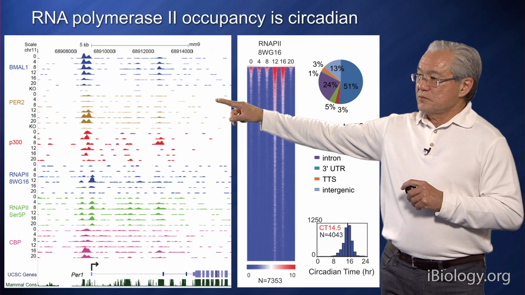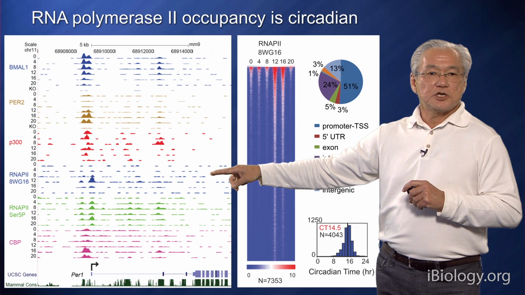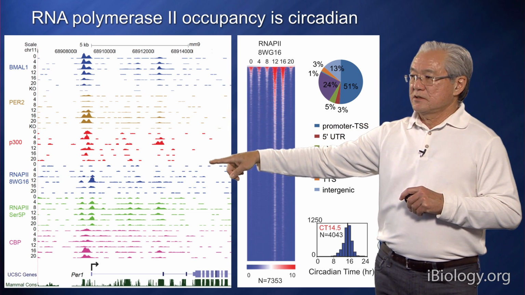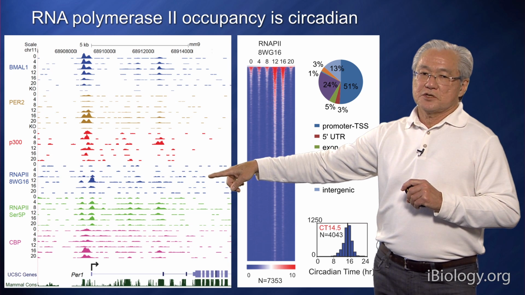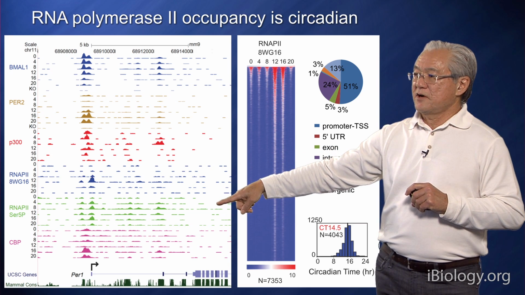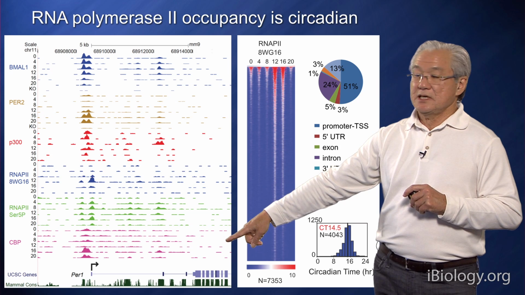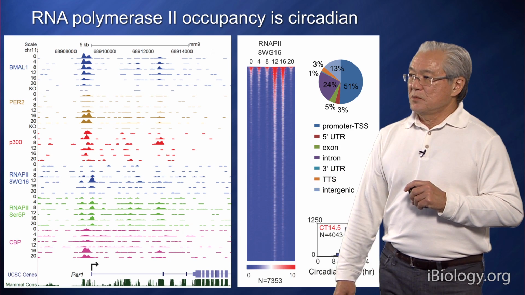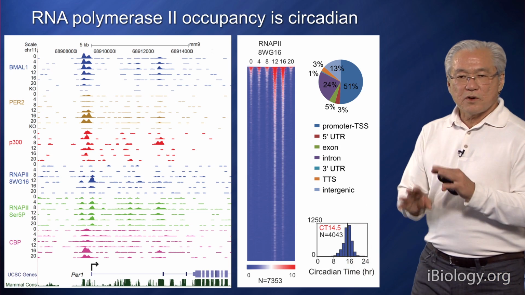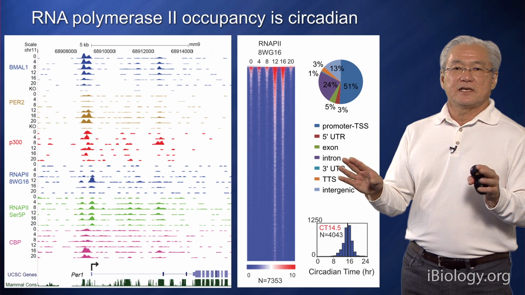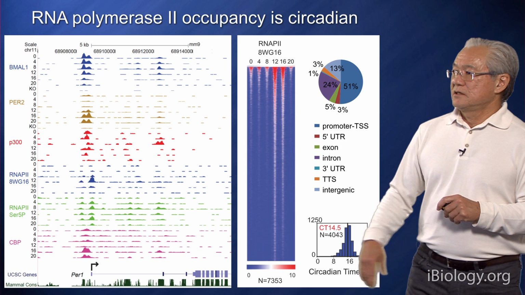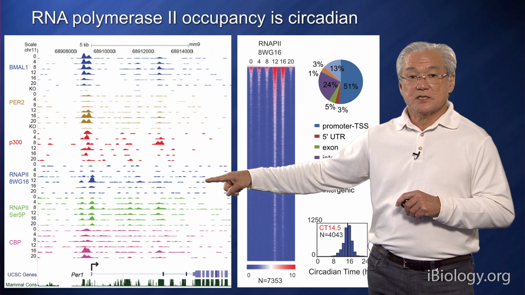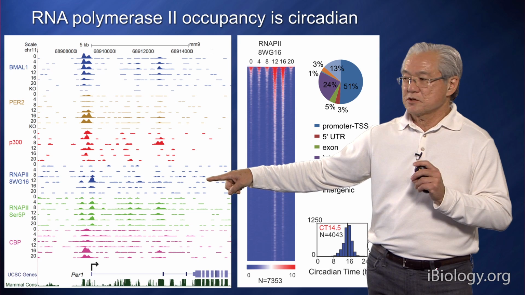So this is a browser view of the PER1 gene showing BMAL, PER2, P300, 8WG or Pol2, then the serine 5 Pol2, and CBP. And the first surprise is that Pol2 occupancy across the entire genome of the liver is highly circadian. So you can see that here at the PER1 locus, where there's a very strong peak at CT12, which corresponds with the RNA transcription.